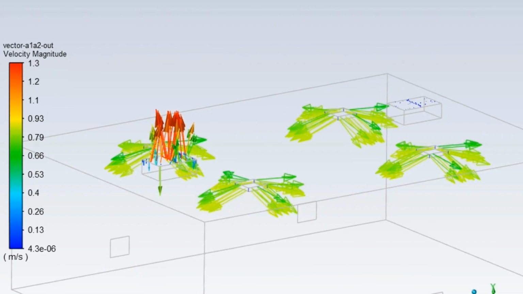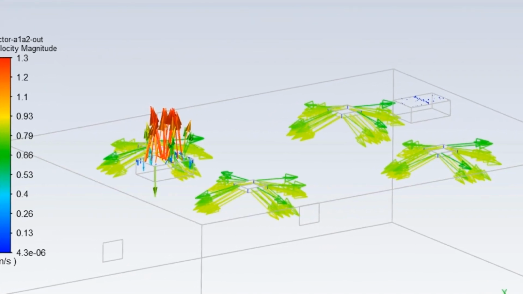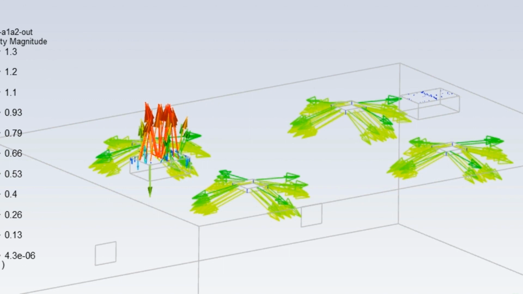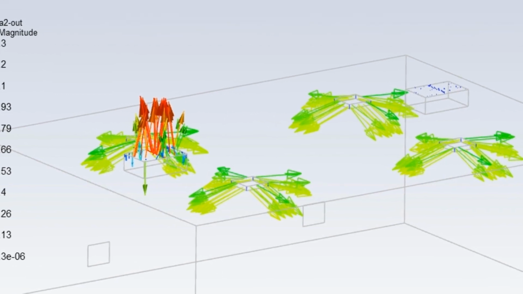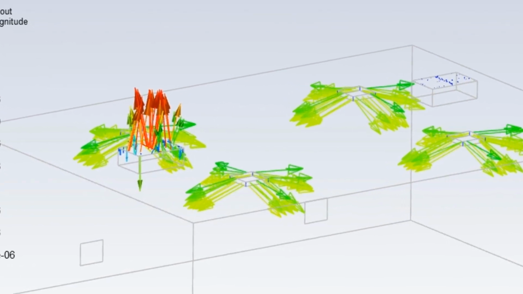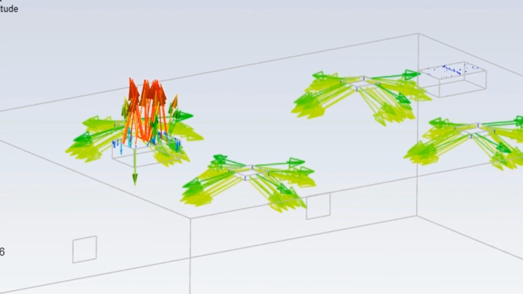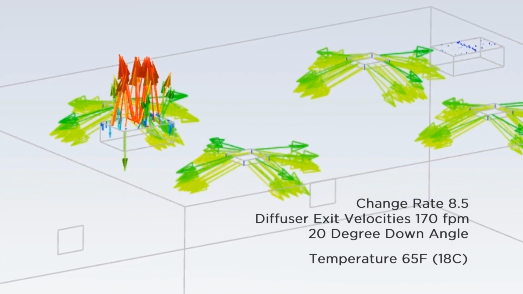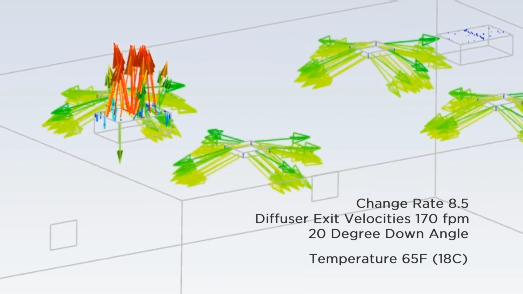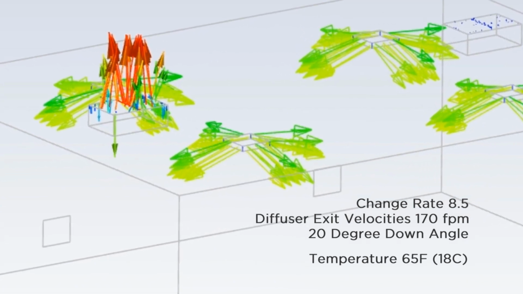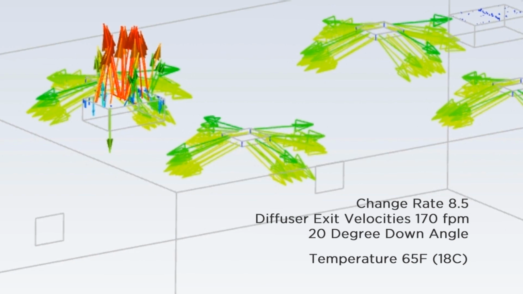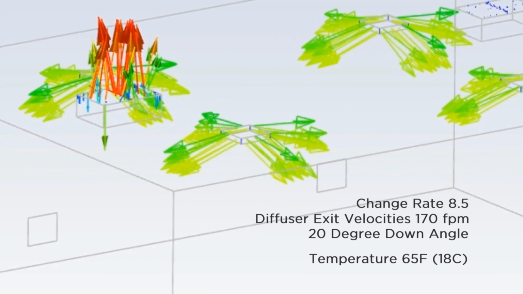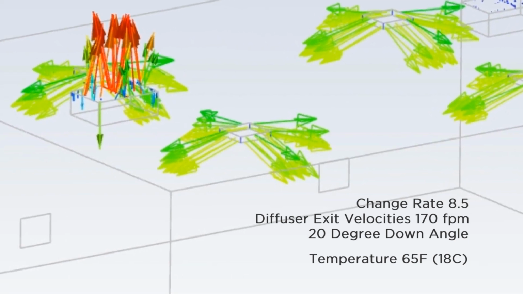The second simulation uses the conventional top-down mixed ventilation system with air admitted into the room through 4 uniformly placed ceiling diffusers and exhausted through one ceiling-mounted rectangular grill. Air is admitted into the space at a change rate of 8.5, with diffuser exit velocities of 170 feet per minute at a 20 degree down angle and a temperature of 65 degrees Fahrenheit, 18 C.